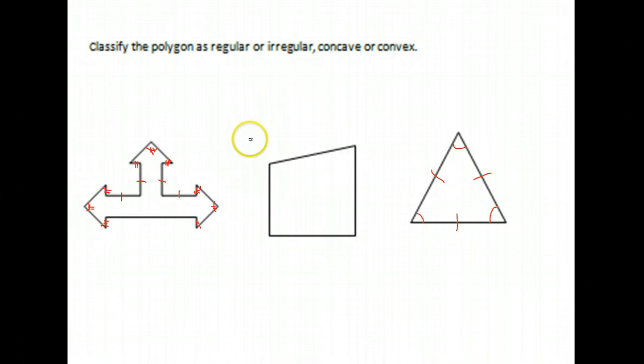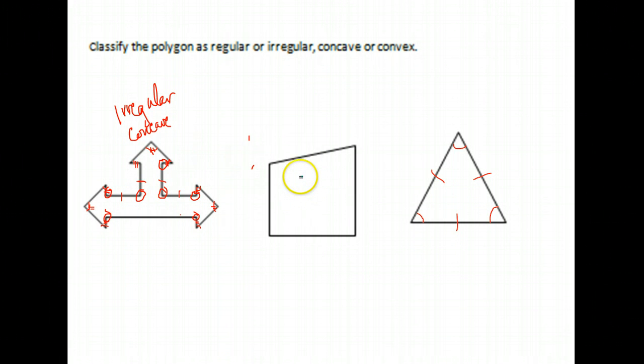Okay, so for each of these, let's classify as regular, irregular, and then as concave or convex. So here's my first figure, regular or irregular. To be regular, all of the sides have to be the same length. And notice this is one very long side, this is one short side. Okay, so this is obviously irregular. Those sides are not all exactly the same. And it's also concave. Notice it has points that go inward here, here, here, all over the place. It has those vertices that are pointing inward.